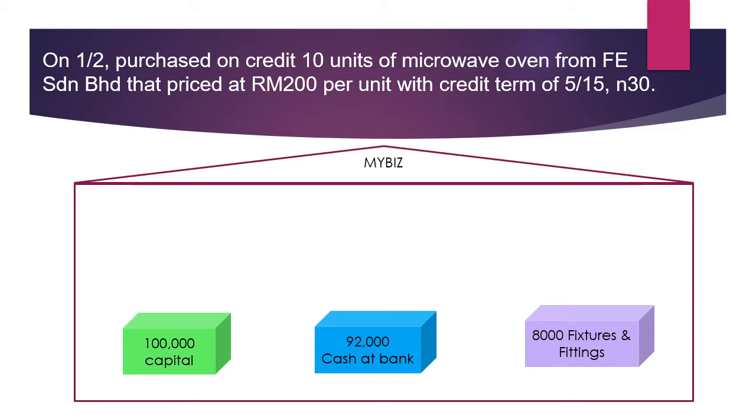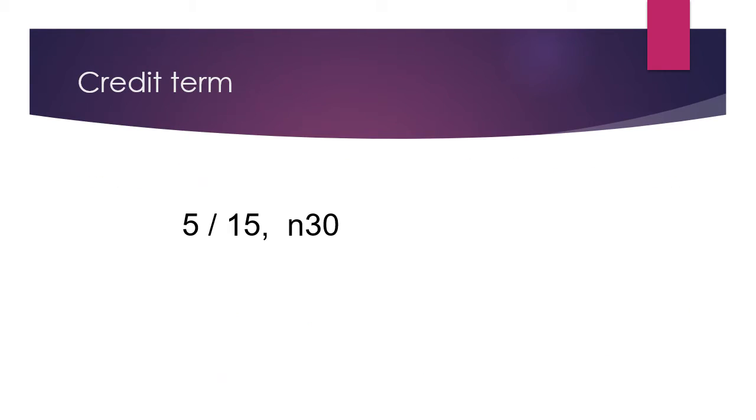And with credit term 5/15, N30. So this is the credit term, not really used in Malaysia, but in the book or in the question, usually they will involve this particular credit term. Okay, let me explain the credit term given just now. The credit term 5/15, N30.